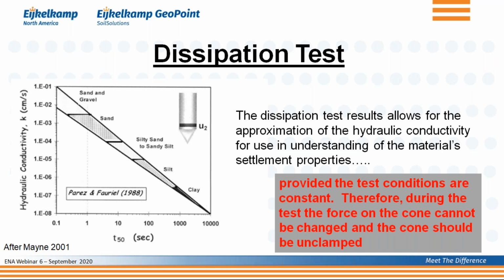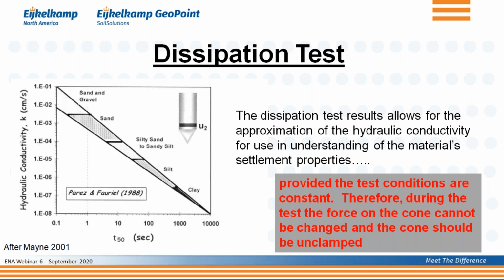But you can see that the range for the hydraulic conductivity for a specific T50 is relatively small. It's a really narrow graph. And that means that this T50 is a very good way to determine the hydraulic conductivity, provided, and I showed this box a little bit too soon, but it's important, provided the test conditions are constant.